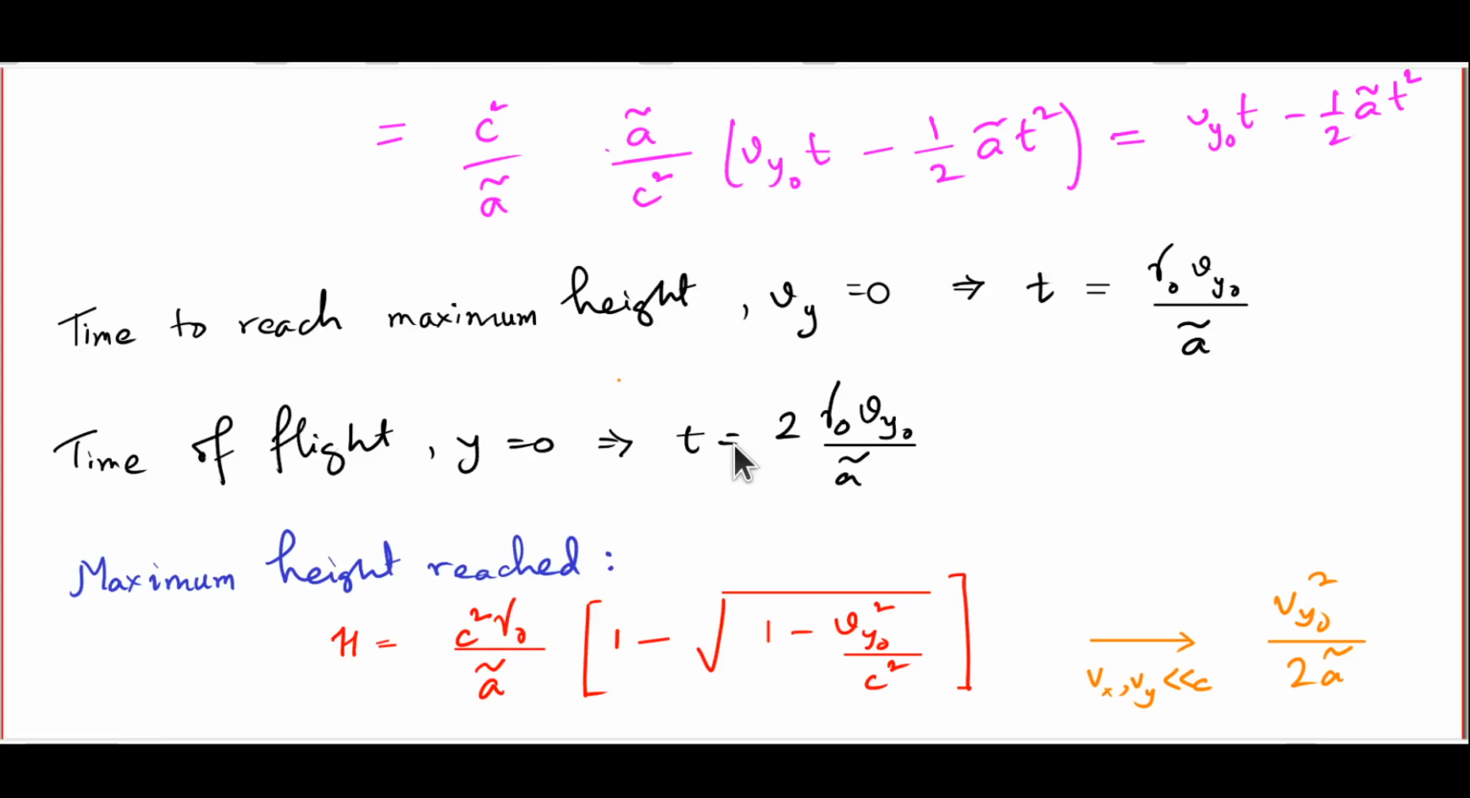Maximum height reached is c square gamma 0 by A tilde into 1 minus square root of 1 minus Vy0 square by c square. Now, when Vx and Vy are much smaller than the speed of light, once again we are back to our non-relativistic limit. It's pretty easy to use binomial theorem and show that this height expression boils down back to Vy0 square by twice A tilde, which is of course a familiar v square sine square theta by twice g formula that we had in projectile motion.